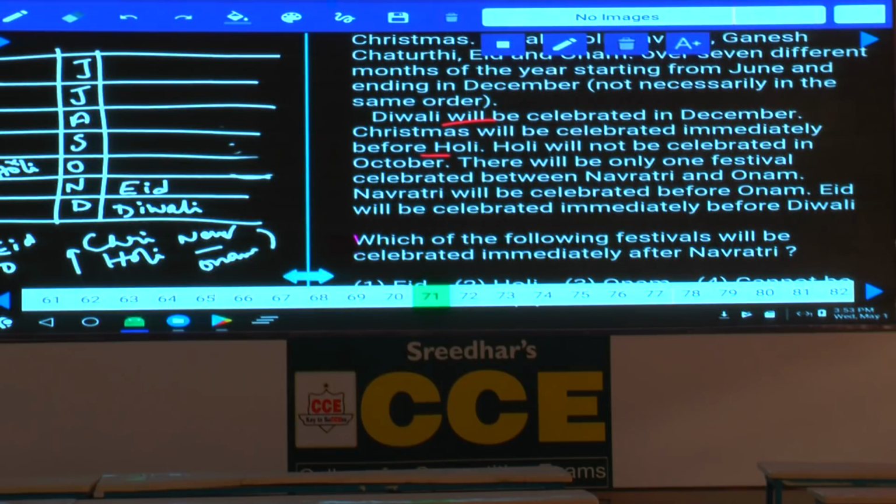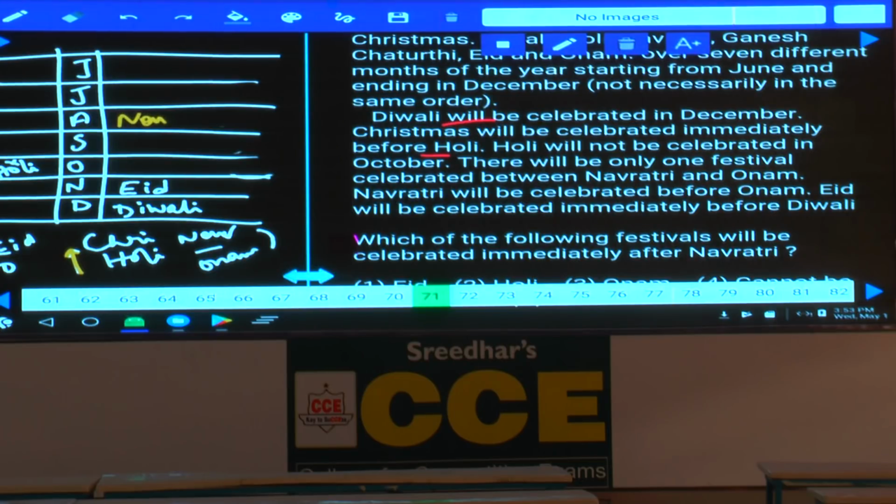If Navratri is in the month of July, then Onam will be here. If Onam is here, then Christmas and Holi must be adjacent to each other, which is not possible. Hence Navratri cannot be in the month of July as well. Then what is the other possibility here? Navratri in the month of August.